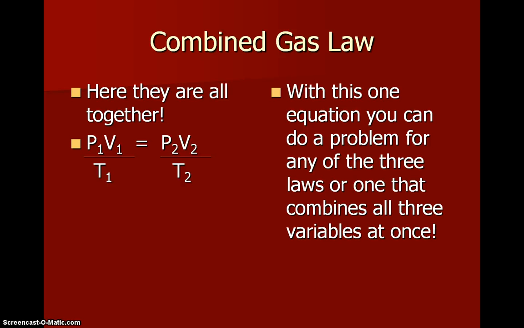Now, these are three different variables that are all intertwined with one another. So really, we would think about it in terms of the combined gas law, where all three of these could change at any one moment. So pressure times volume over temperature is equal to pressure times volume over temperature. What this means is that PV, or pressure times volume, is directly proportional to the temperature.